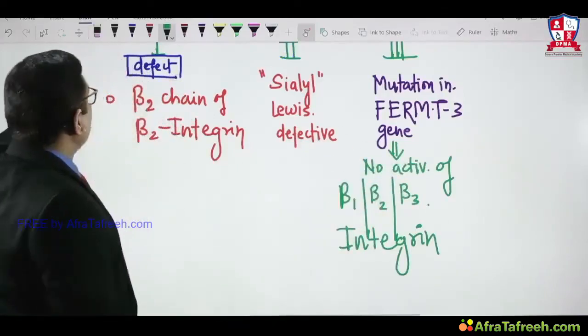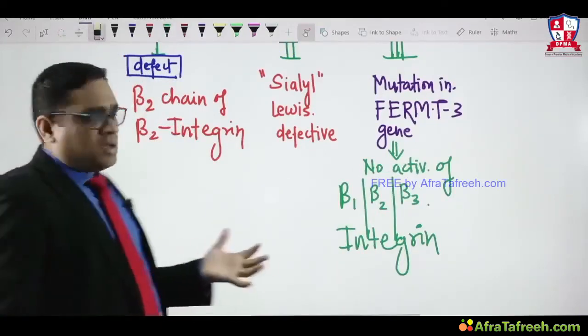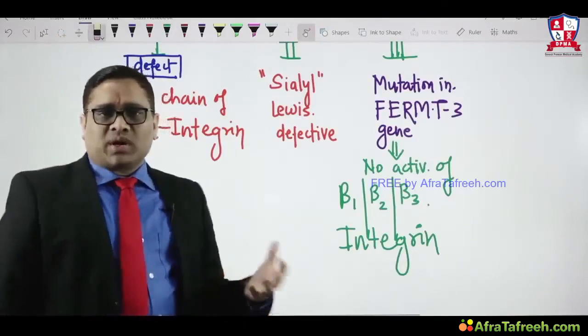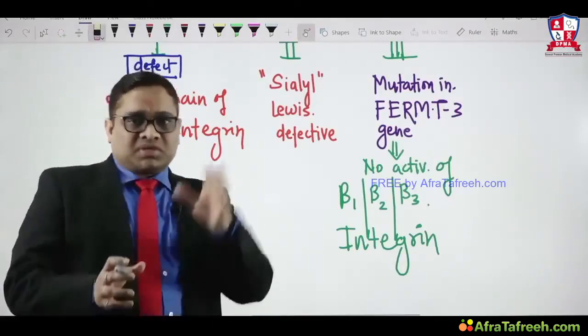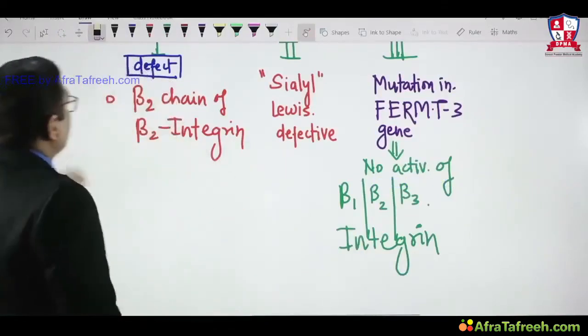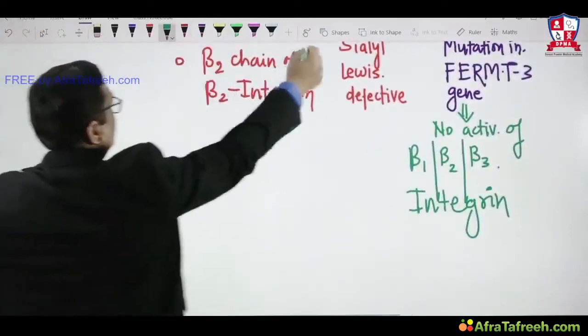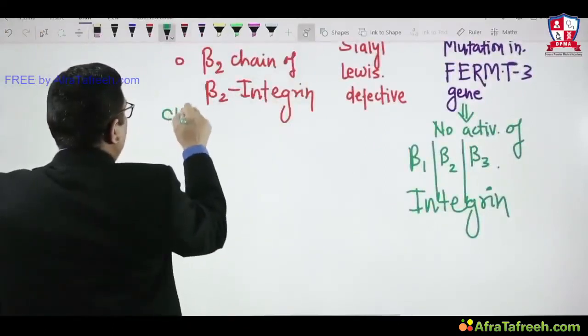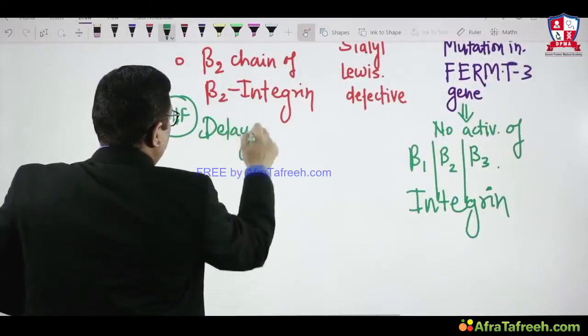Right, now we will see what the characteristic features will be. Already we have seen they will have neutrophilia without any pus formation. But now I wanted to categorize some of the important features which the examiner asks in the exam. LAD1, what is the characteristic clinical feature in LAD1? The characteristic clinical feature of LAD1 is delayed separation of the umbilical cord stump.